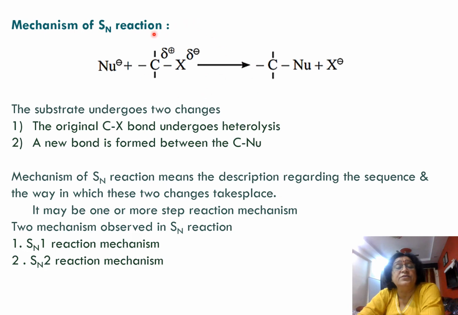So what is the substrate here? The substrate is this alkyl halide. So basically the substrate is undergoing two changes. First is the breaking of the C-X bond and the formation of a new bond with the nucleophile. Okay, so basically two things are happening. One, the C-X bond is getting broken, and another, the C-Nu bond is being formed. Clear? So the mechanism of SN reaction goes either in one step or in two steps. Based on that, it is categorized and observed as the SN1 reaction mechanism and the SN2 reaction mechanism. So basically it is of two types, the SN1 mechanism and the SN2 mechanism.